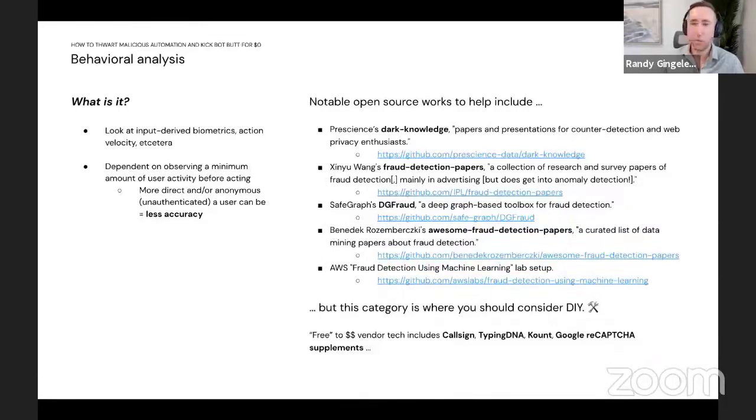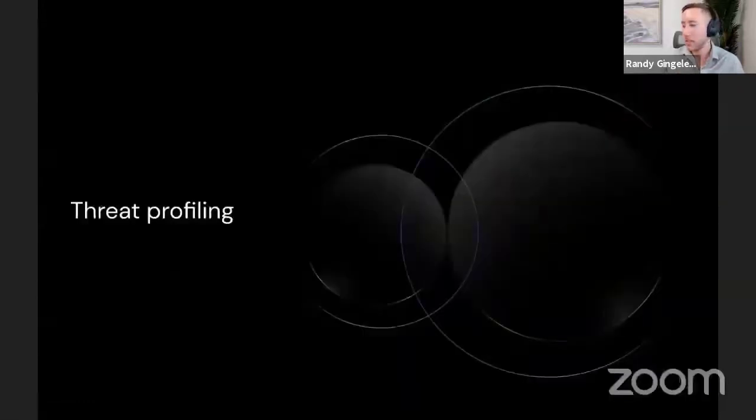For examples of open source works to help on this page, this is a mix of research papers that look at generally fraud detection tactics, keeping in mind that bots are usually trying to perform fraud, and we'll get into that with our threat profile, and then libraries that help facilitate machine learning. So again, call back to before, this is the hardest approach to adulterate, but also probably the hardest to get going with, and it's something that you kind of have to do yourself.